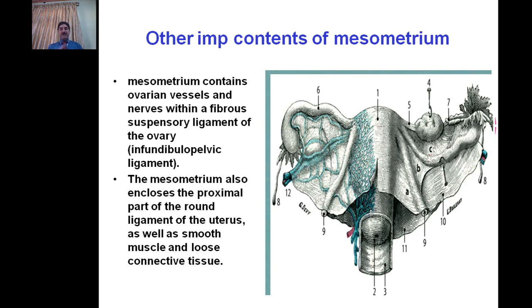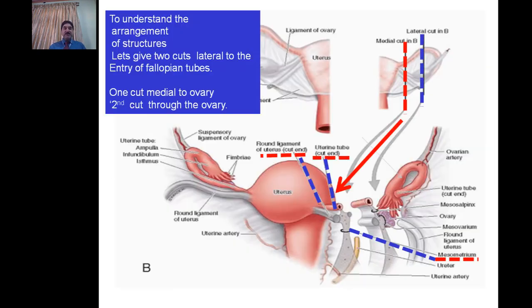To understand the anatomy of these ligaments, let us go to this diagram. To understand the arrangement of structures, let us give two cuts lateral to the entry of fallopian tubes. One cut medial to the ovary and second cut through the ovary. In the first cut, the structures which are seen are round ligament of the uterus, which lies anterior, uterine tube, which lies in the middle, and mesometrium. Now, if we give a second cut lateral to the first one, which cuts the ovary also, the structures seen are uterine tube and mesosalpinx, ovary and mesoovarium, and round ligament anteriorly.